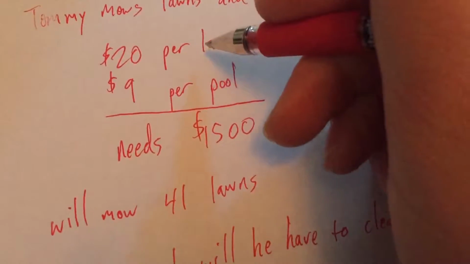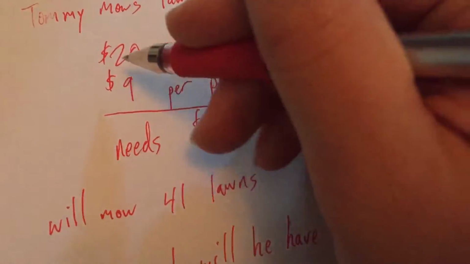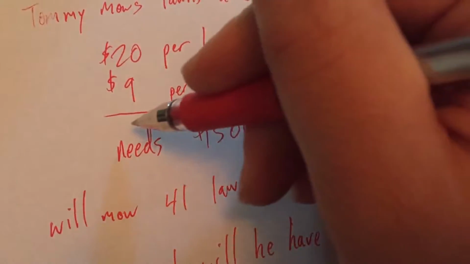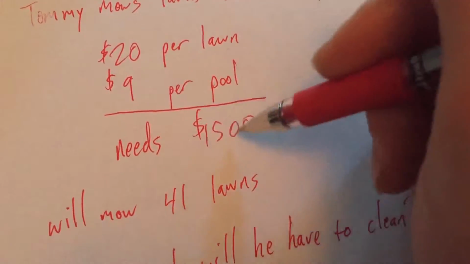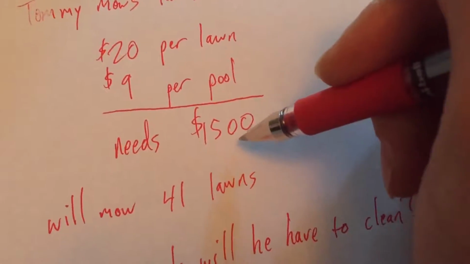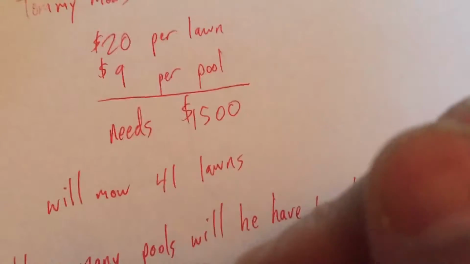And now you can kind of see that this is what you would add up: the $20 and $9 for each lawn and pool that he services. And we're seeing how many he will need to do to get $1,500. Now we know that he will mow 41 lawns.